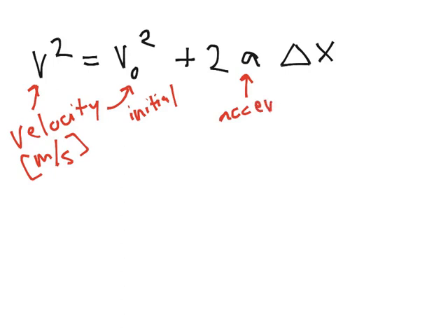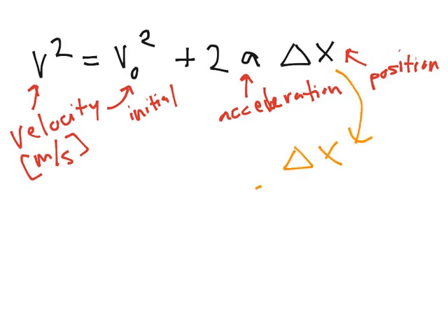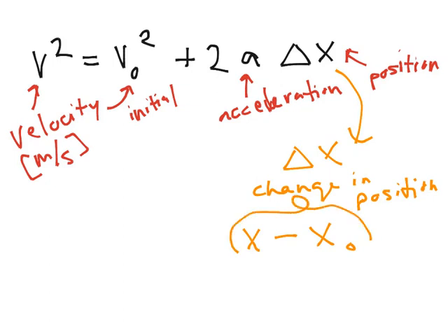Oh, oops, spelled it wrong. Acceleration. And remember, x is position, but we're talking about delta x, so it's change in position. So this whole thing, delta x, is change in position, which we can also say as the final position minus the initial position. So make sure you understand that delta x is the same as x minus x naught, or the final position minus the initial position.